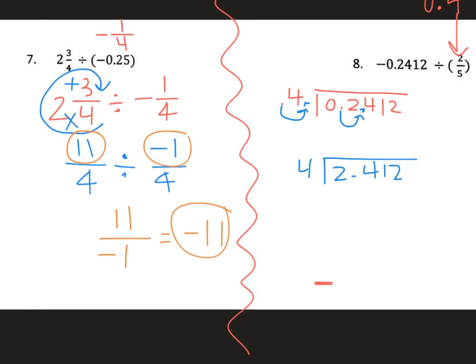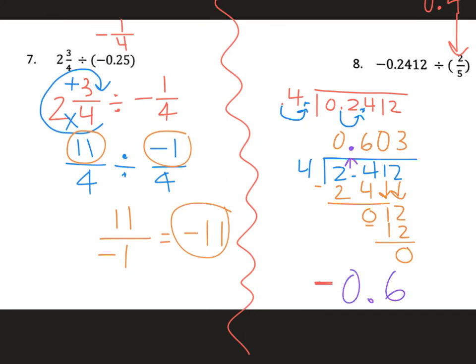So now we can just normally divide. 4 goes into 2, 0 times. 4 goes into 24, 6 times perfectly. Subtract, bring down your 1. 4 goes into 1, 0 times. 4 goes into 12, 3 times. I'm left with 0. I have nothing else to bring down. Final step is to bring that decimal straight up through the roof. So 0.603, and our negative is already there waiting for us in our final answer.